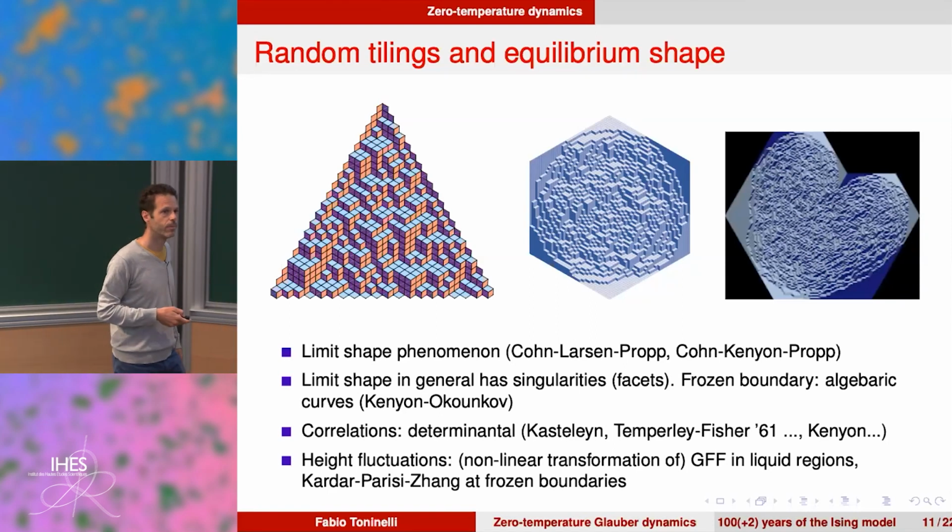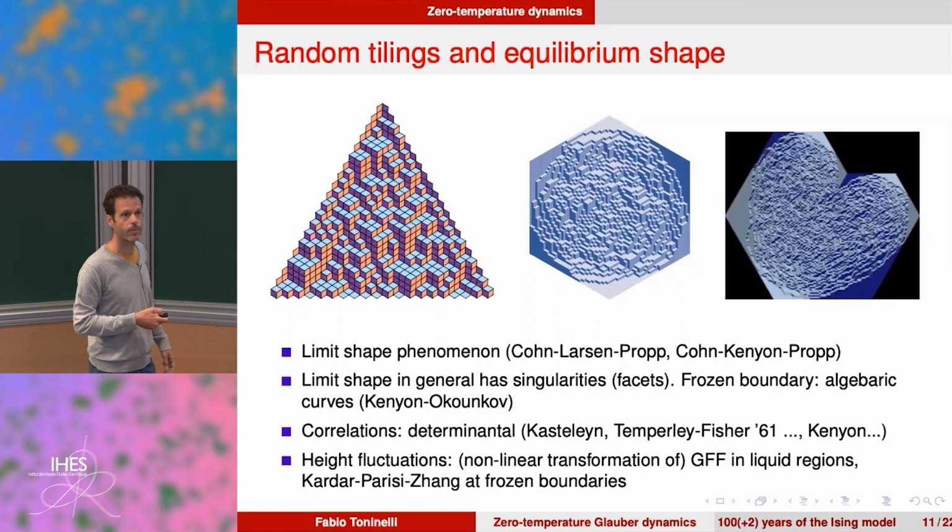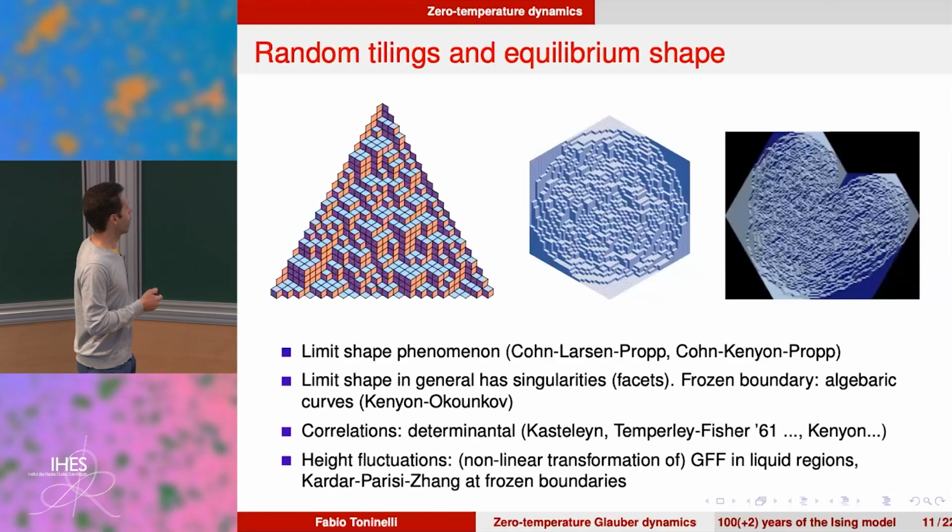Yes. When you talked about the limit shape, and then you started saying that there are actually fluctuations around this limit shape. So the limit shape is what, the average of these fluctuations? How is the limit shape defined?